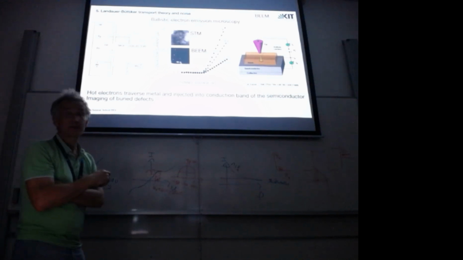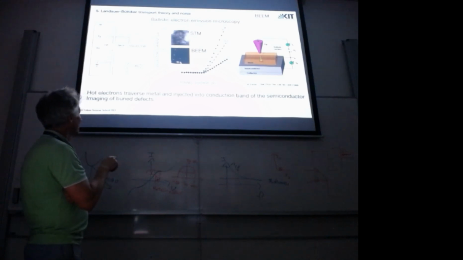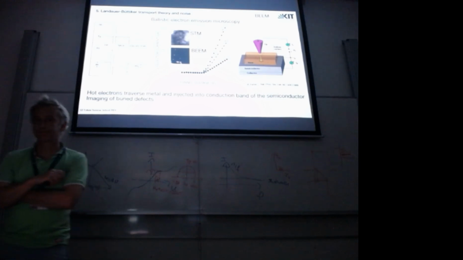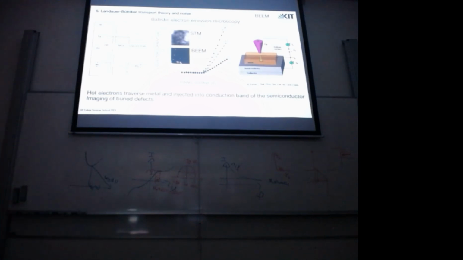And the interesting thing is with this you can look through everything. So if there's a defect here on this barrier, you can see it in the beam current, although it can be hundreds of nanometers away from your surface, just because those ballistic lengths are long enough.